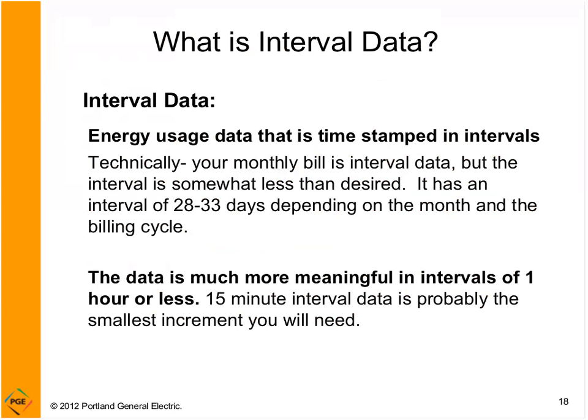Okay, now we're probably getting to what everybody's been asking about. What is interval data? Interval data is energy usage data that is time-stamped in intervals. Technically, your monthly bill is interval data, but obviously it's less than desired, especially when you have only 28 to 33 days comparing them on the month and the billing cycle. The data is much more meaningful in intervals of 1 hour or less. 15-minute interval data is probably the smallest increment you'll need and the most helpful.